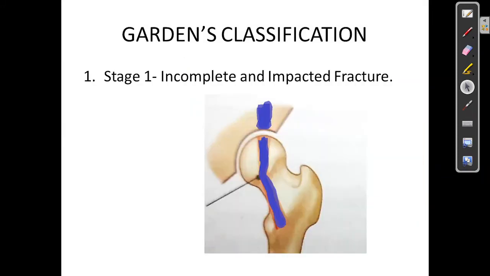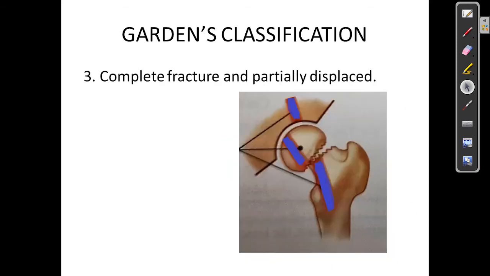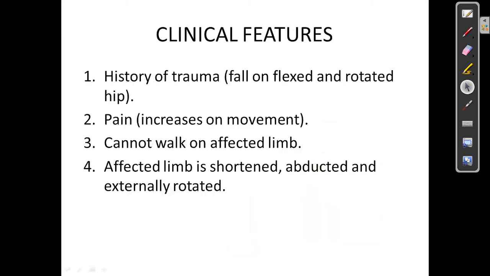Then Garden's classification. We have stage 1, that is incomplete and impacted fracture. Stage 2, complete fracture and non-displaced. Stage 3, complete fracture and partially displaced. And stage 4, complete fracture and totally displaced. This Garden's classification is mostly used nowadays.